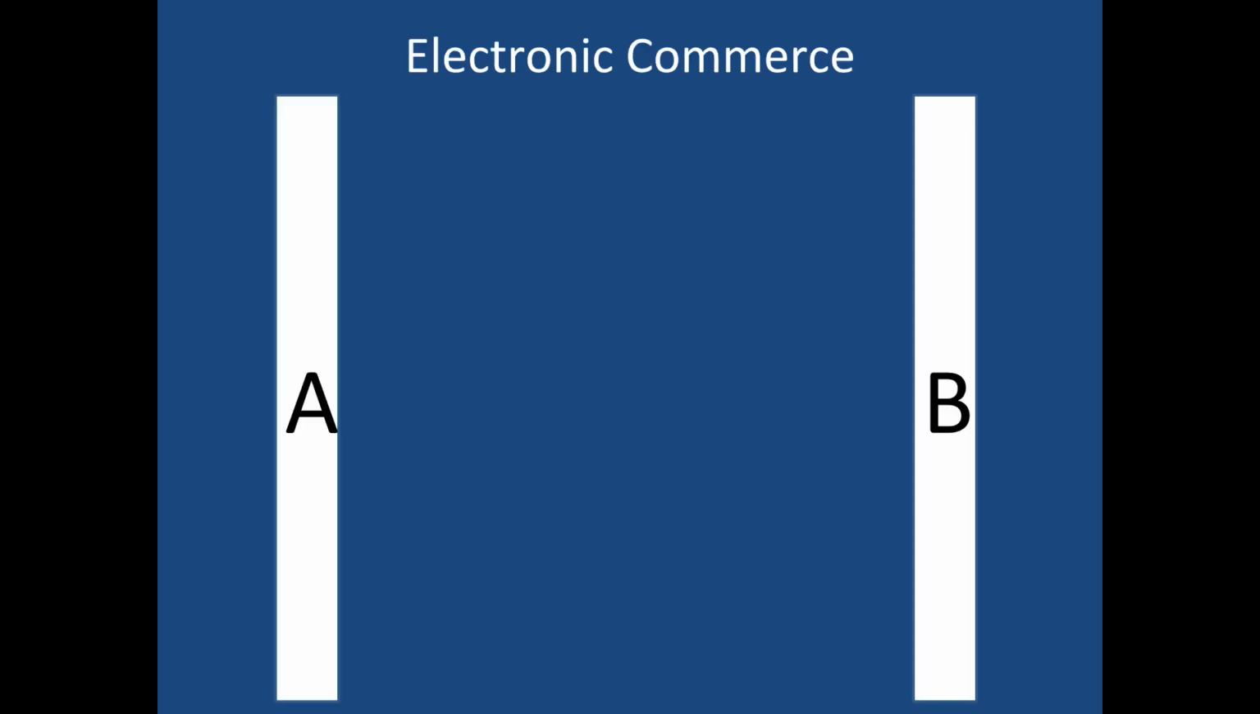Now, I want to finish this discussion of encryption by talking about electronic commerce. We're going to go through a few thought experiments. On the left is A. You can think of A as Amazon, and on the right is B. You can think of that as your browser. And we're going to try to buy something from Amazon. So here's the first try.